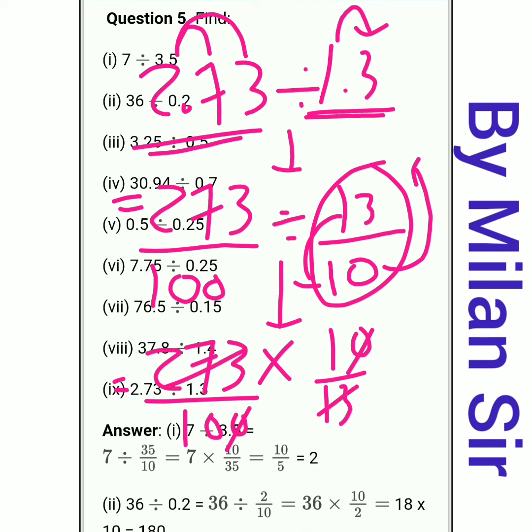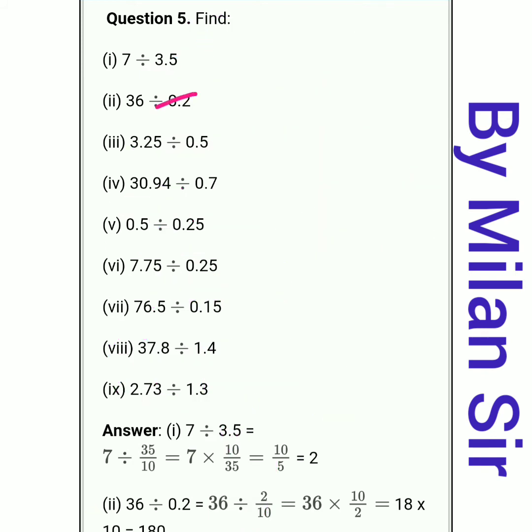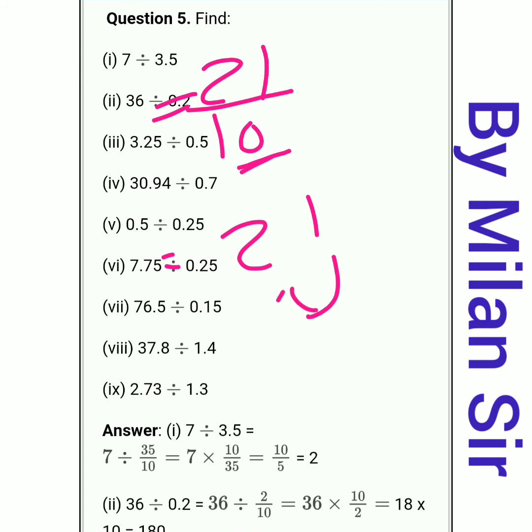Now 273 divided by 13. We can cut this. 13 twos are 26, 1 remainder, 13 ones are 13. So 21 divided by 10. In the numerator we have 21 and in the denominator we have 10. So the remaining part is 21 divided by 10. Now again we need to convert this fraction into a decimal number. In the denominator we have only one 0, so in the numerator, before one digit we need to put the decimal point. This is our answer, 2.1.